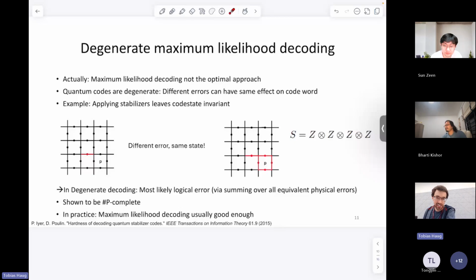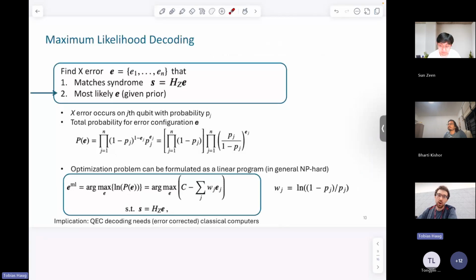So in my next slide, I will now contradict myself. What I told you so far is actually not the full story. It turns out maximum likelihood decoding, what I just explained, is not the best way to do decoding. Maximum likelihood decoding is actually the way you would decode a classical error correction code. If you try to protect a classical system from errors, let's say if you communicate over the internet or you store data on your hard drive, then there is always some error correction code there, and some classical computer that does the decoding to fix the errors.